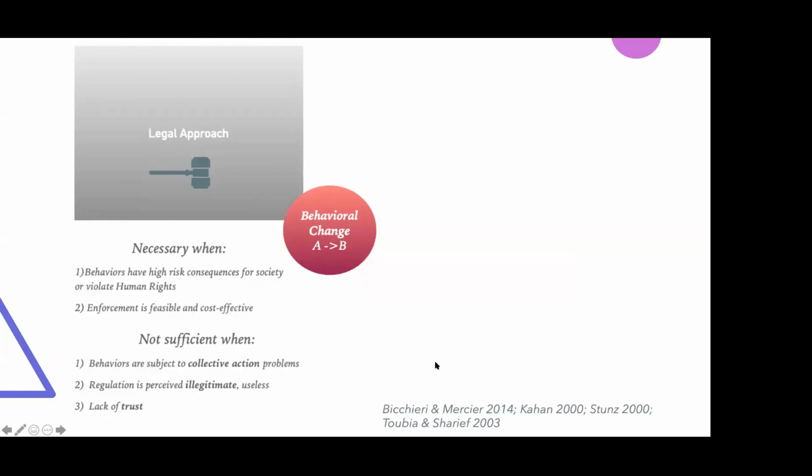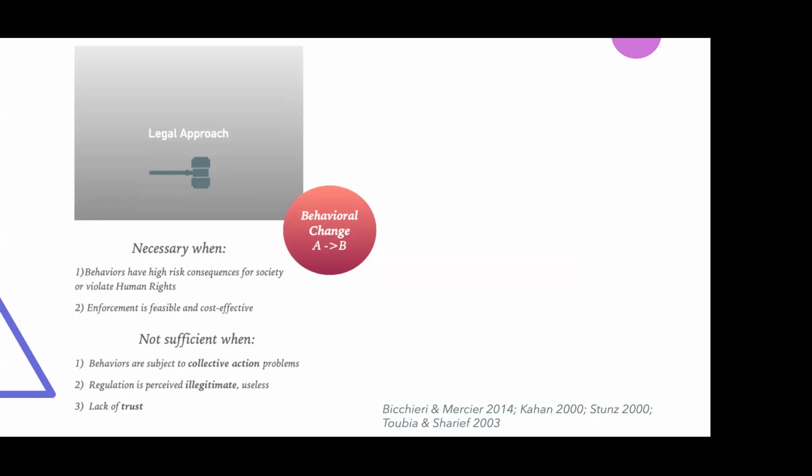In the legal approach, we use it when the behavior is a harmful behavior, okay? It has very high risk consequences for society, or that behavior violates human rights. And we use the legal approach only when the enforcement of those legal approaches, so the public sanctioning, is feasible and cost effective.